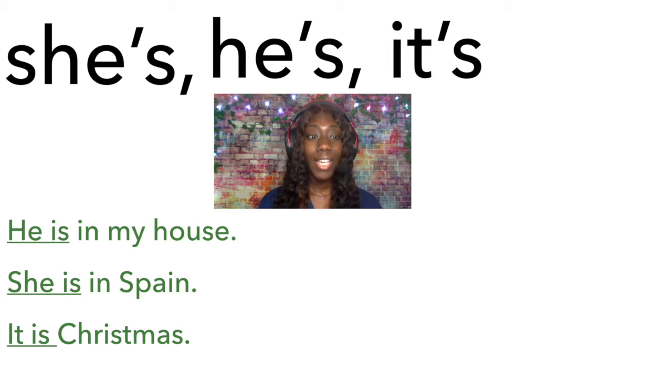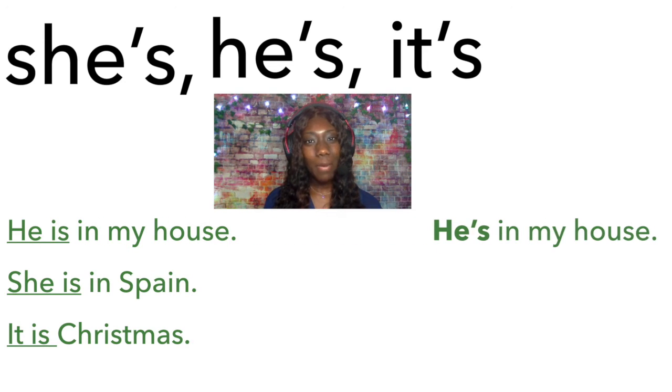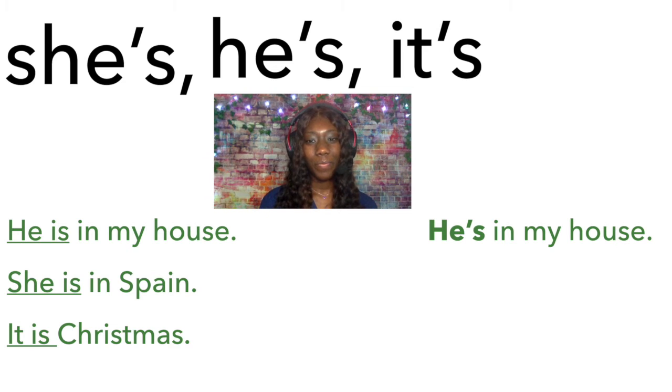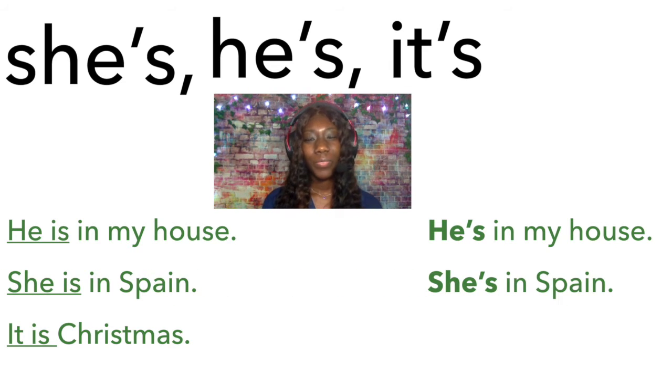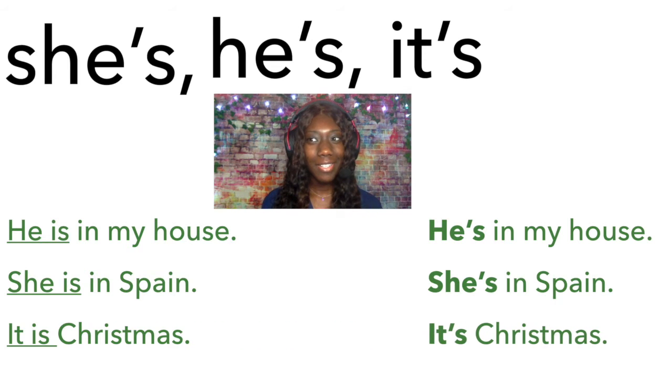Sentences like, he is in my house, she is in Spain, it is Christmas can be contracted. He's in my house. She's in Spain. It's Christmas.